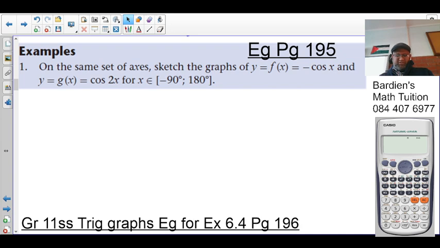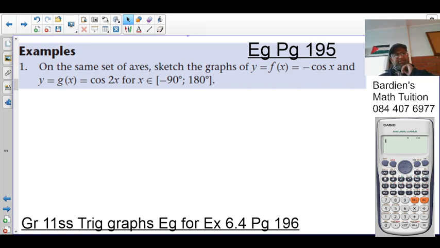Okay? So the steps of the cos graph is normally 90 degrees. But because of the 2 in front of the x, I divide that 90 by 2, which gives me steps of 45. Okay, and that is how I basically prepare my axis as well.